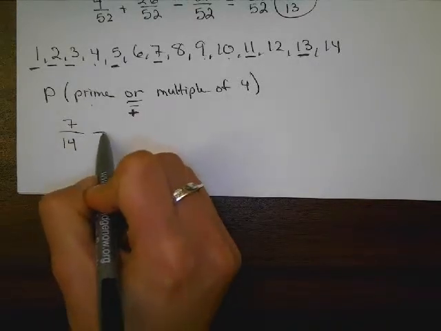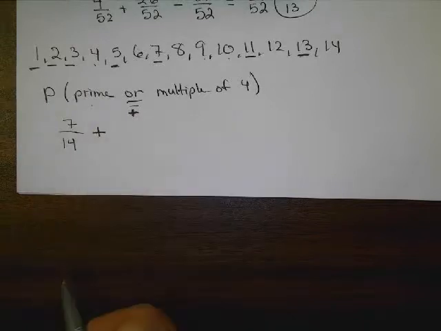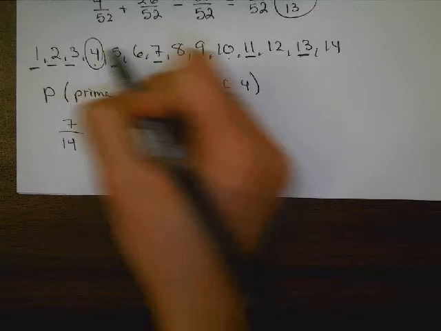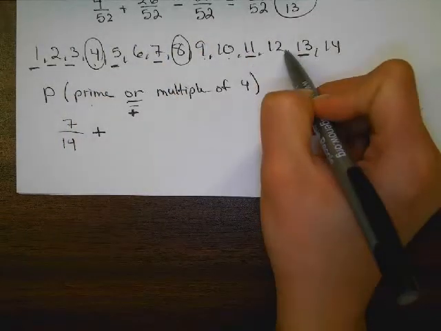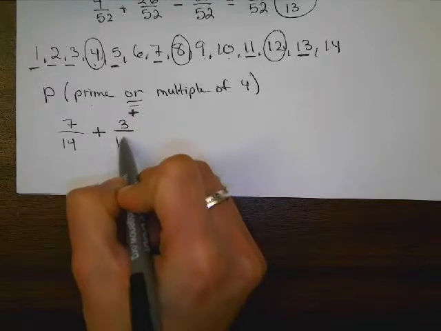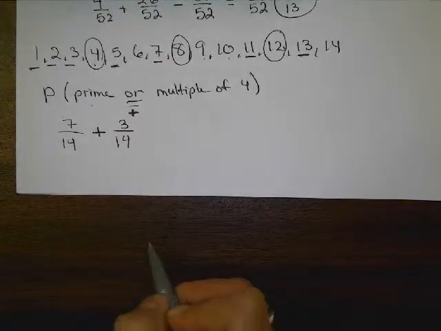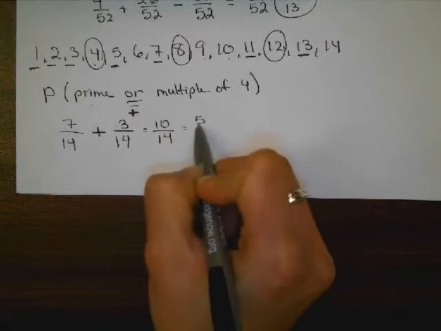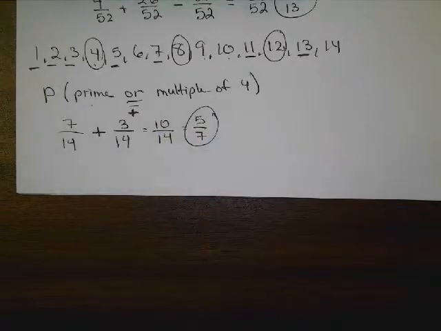So I have 7 out of 14 plus, now I have to count all the multiples of 3. Or sorry, of 4. Well, this is a multiple of 4, this is, and this is, so that means I have 3 out of 14 numbers that are multiples of 4, which gives me 10 out of 14, which reduces to 5 out of 7.